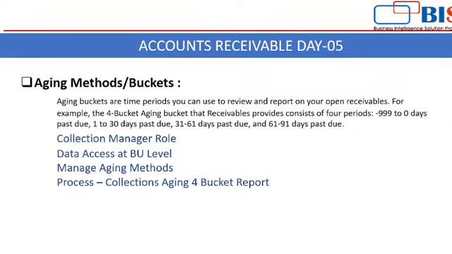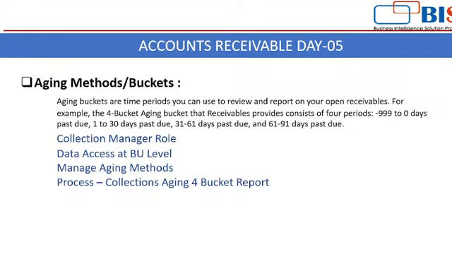For example, the 4 bucket aging that receivables provides consists of 4 periods, that is -999 to 0 days past due, 1 to 30 days past due, 31 to 61 days past due and 61 to 91 days past due. It will give you the information regarding the open receivables in the application according to the days it is pending.